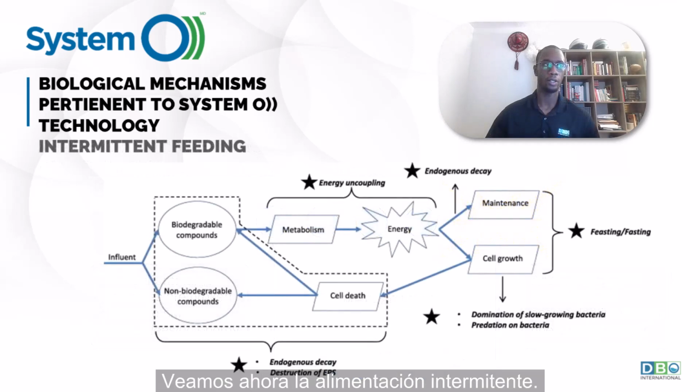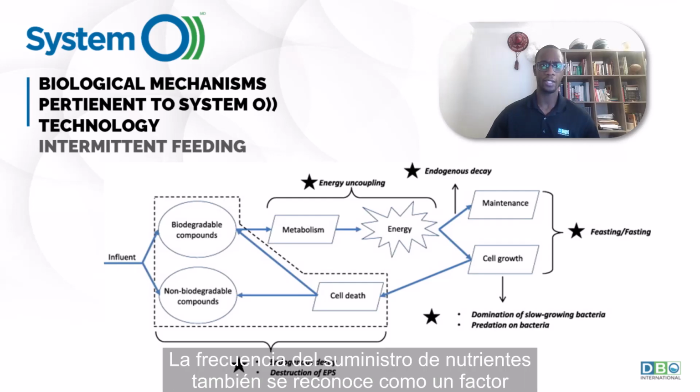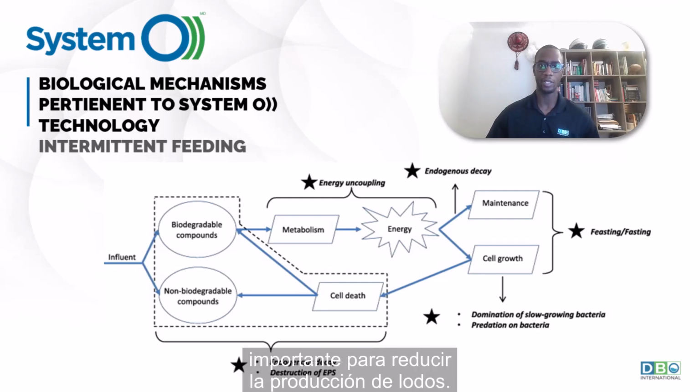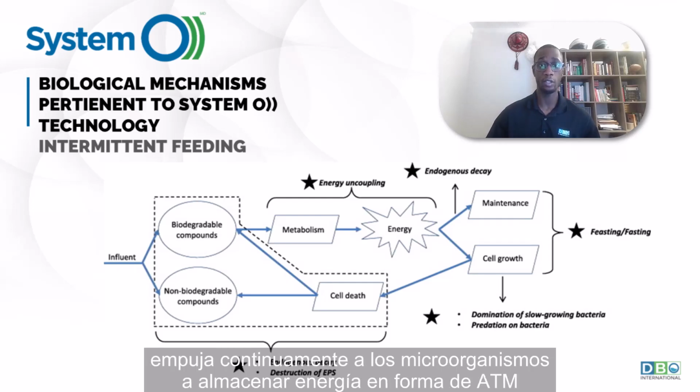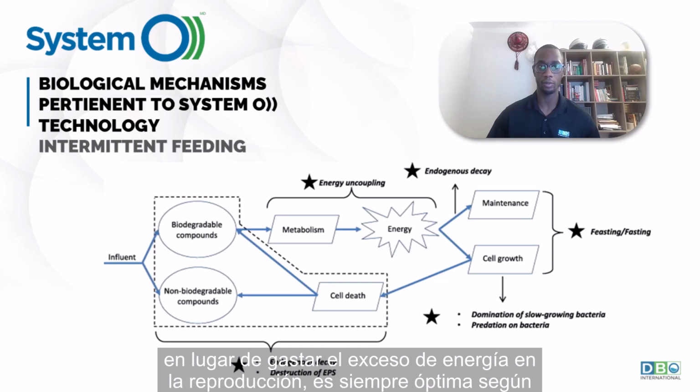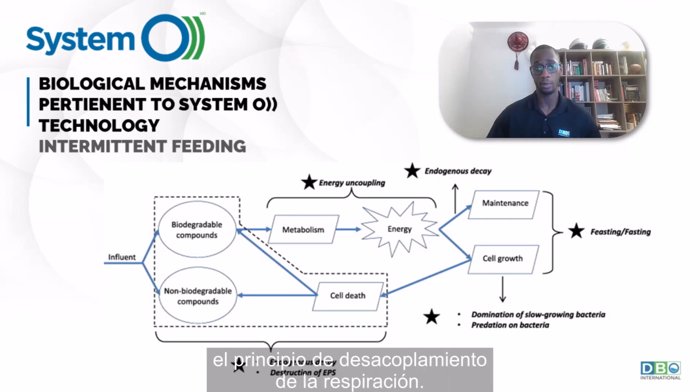Now let's take a look at the intermittent feeding. The frequency of the supply of nutrients is equally recognized as an important factor in reducing the production of sludge. In fact, a method that encourages intermittent fasting, continuously pushing the microorganisms to store energy in the form of ATP rather than expending excess energy for reproduction, is optimal, according to the respiration uncoupling principle.